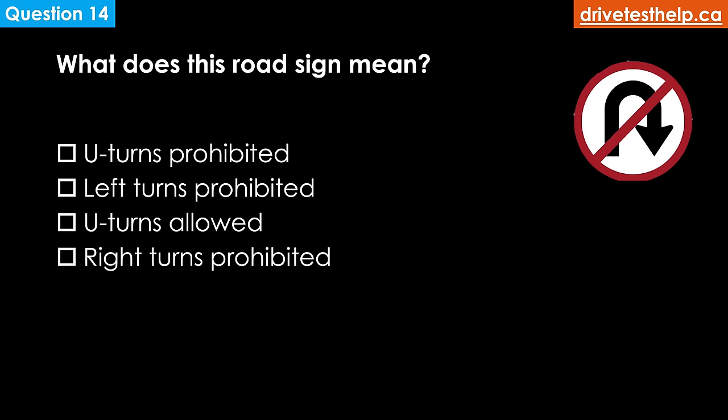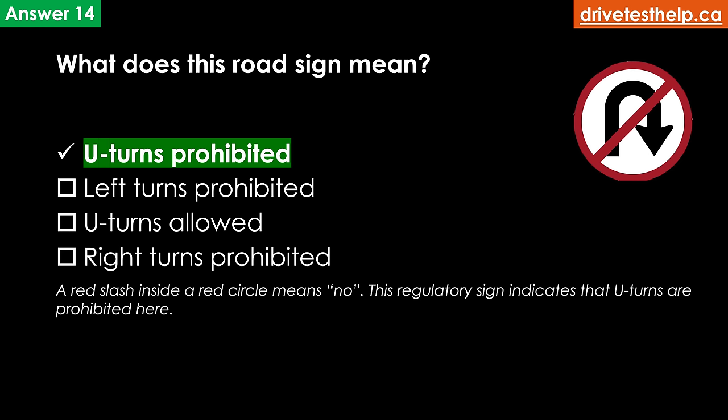What does this road sign mean? U-turns prohibited, left turns prohibited, U-turns allowed, right turns prohibited. The correct answer: U-turns prohibited. A red slash inside a red circle means no. This regulatory sign indicates that U-turns are prohibited here.